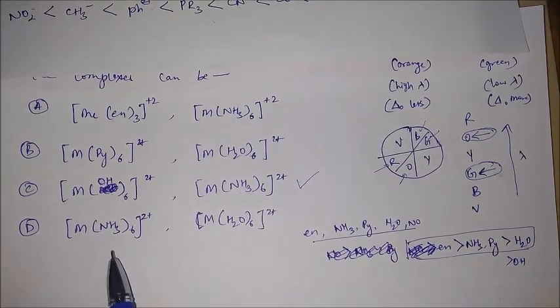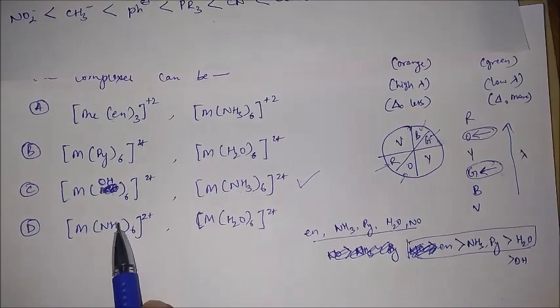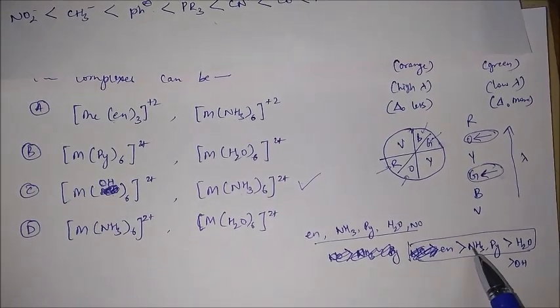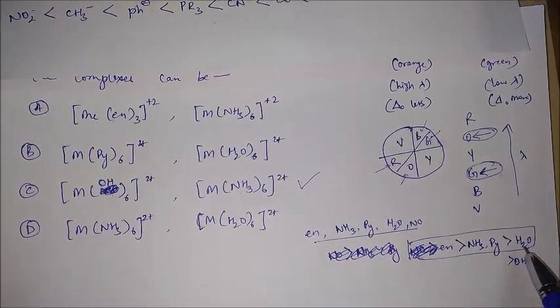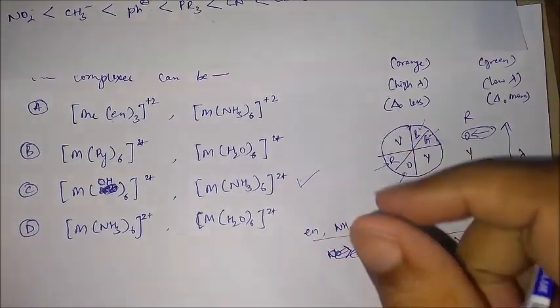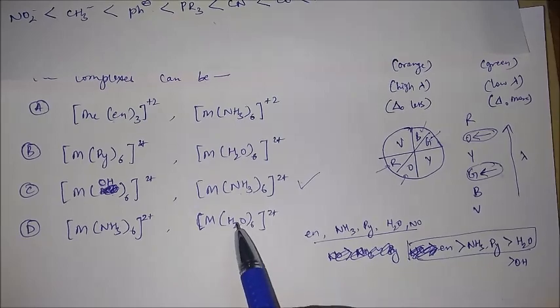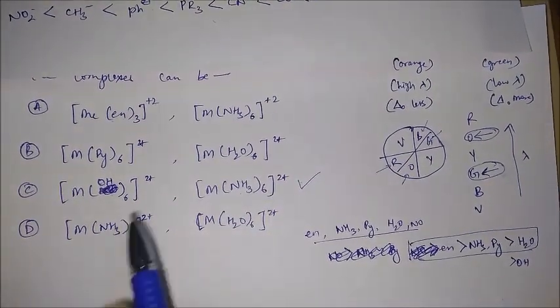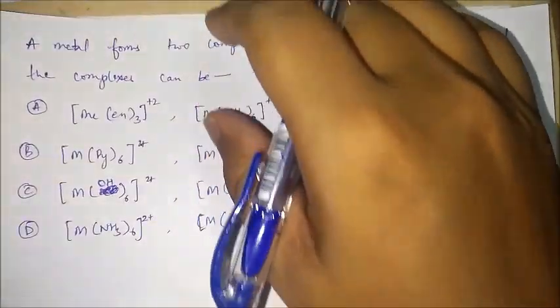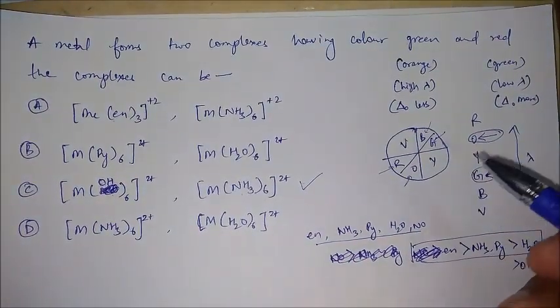In the last one also, this NH3 will have a higher value of delta O compared to H2, because H2 is weaker, so it will not split that much. The d orbital will not split for H2 as much as the d orbital splits for NH3. So like this you have to do the questions. See how you have to approach the question.